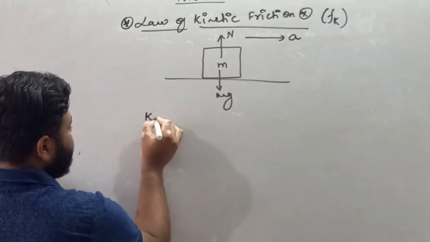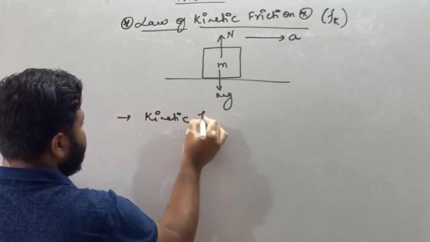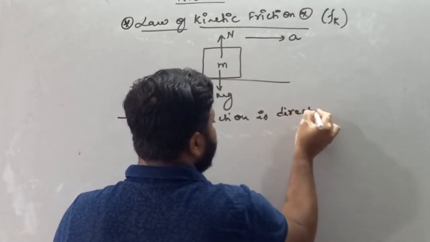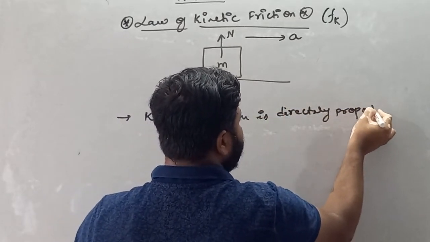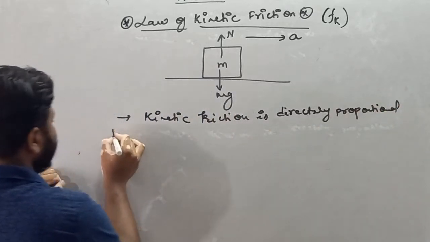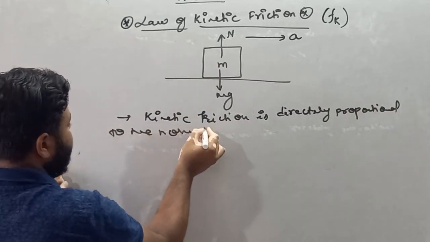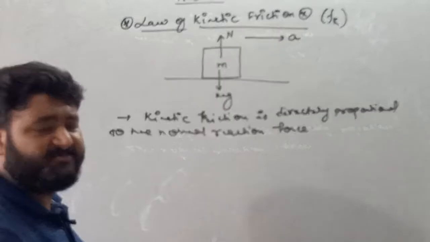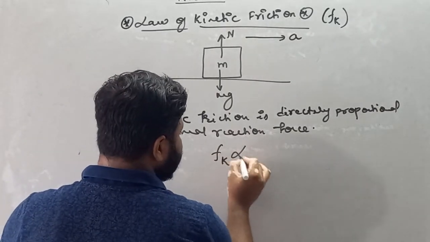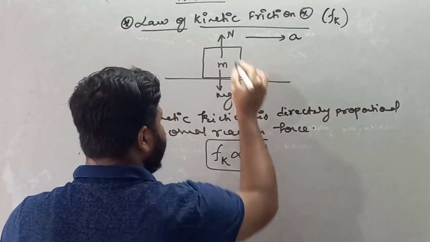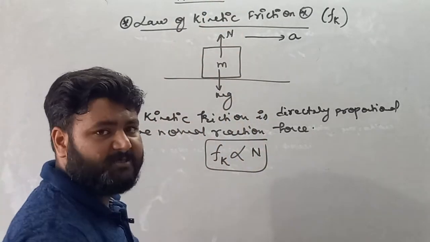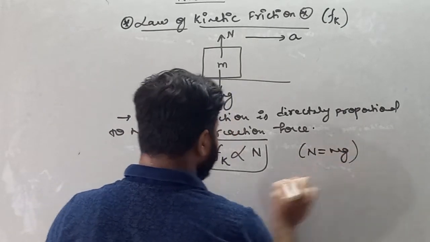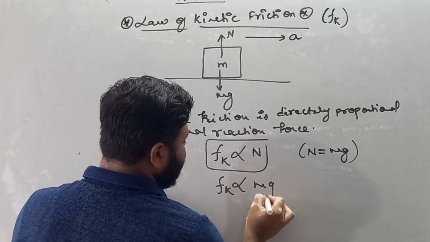So we can say kinetic friction is directly proportional to the normal reaction force, because both are surface forces. So we can write kinetic friction is proportional to normal, and we know that in this direction motion is not possible, so N must be equal to mg under the condition of equilibrium. So we can write Fk is proportional to mg.